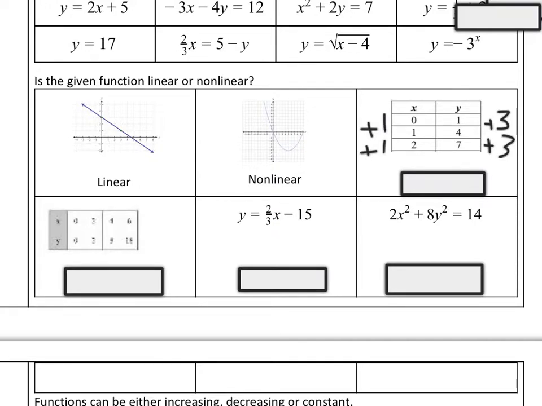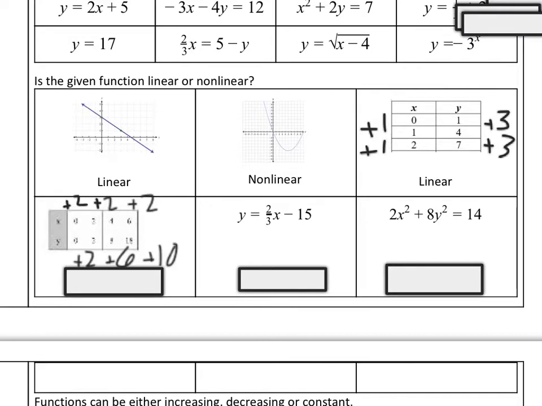It looks like that rate of change, at least from what we could see here, stays the same, so this is linear. Our table down here, on the other hand, goes from 0 to 2 to 4 to 6. That looks like plus 2, plus 2, plus 2. And then our output, our y's, looks like it starts with a plus 2. But then it jumps to an 8, which would give us a plus 6. And then from 8 to 18 is a plus 10. We see that rate of change being different from each input to output, so this is not linear.